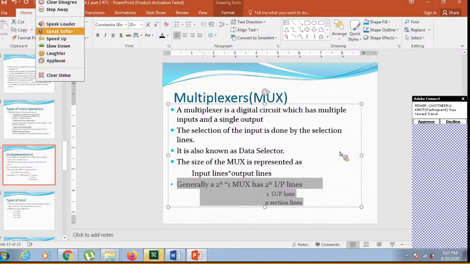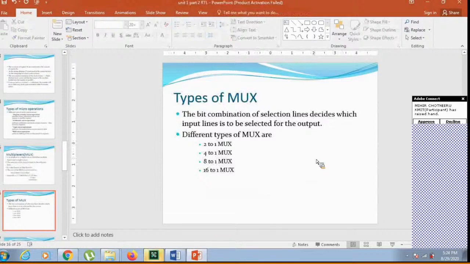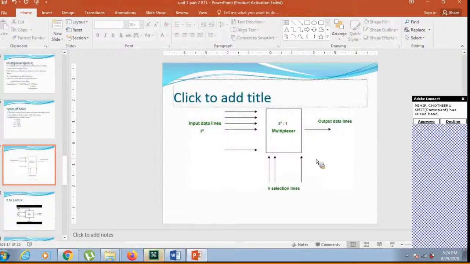Next slide. Here we have a multiplexer of size 2 power n by 1. That means we have 2 power n input lines and 1 output line. Whenever the input lines are 2 power n, how many selection lines will you have? Whatever the power value is, that many selection lines there will be. So the number of selection lines is n.